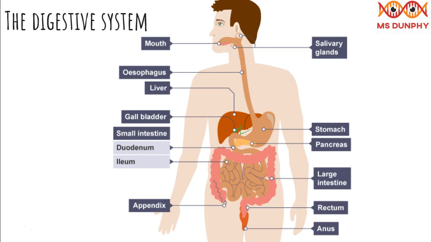The liver produces bile, which is an alkaline. This neutralizes the stomach acid. The liver also stores carbohydrate as glycogen. The gallbladder is a small bag-like structure that stores bile. The pancreas produces enzymes that digest proteins in the small intestines. The duodenum produces enzymes for the digestion of food.